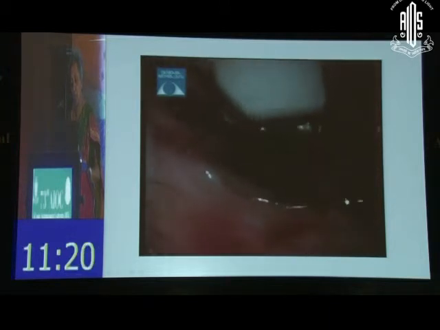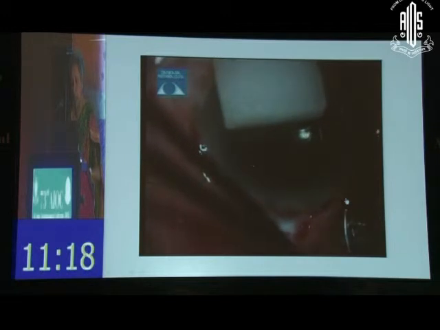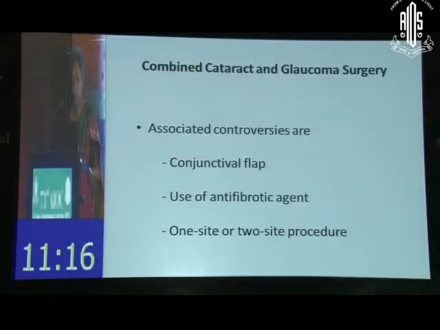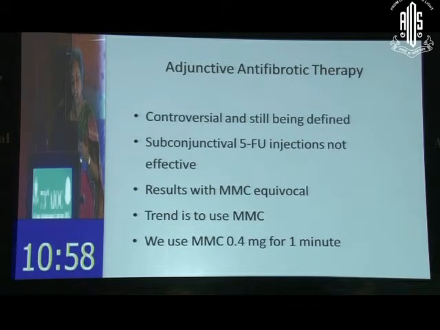And the conjunctiva should be closed tightly. Whether fornix based or limbal based, it is again your choice. Use of antifibrotic, usually we tend to use the mitomycin. One side, two side is controversial. Both techniques have shown an equal amount of success. It's not going to offer any advantage one over the other.